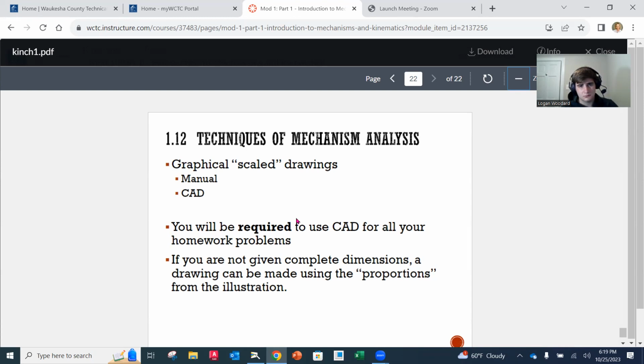So I am going to require you, when we do kinematic diagrams of any sort, which we're going to be doing in almost every one of these units, to use CAD, AutoCAD specifically, because we only need 2D for this type of work. So you will be required to use CAD for your homework problems. If you're not given complete dimensions, as I mentioned in this first chapter, the homework problems don't have dimensions on them. So you're just going to put them in proportion, and you're going to draw them in those standard means that we saw earlier as we were doing the sketches.